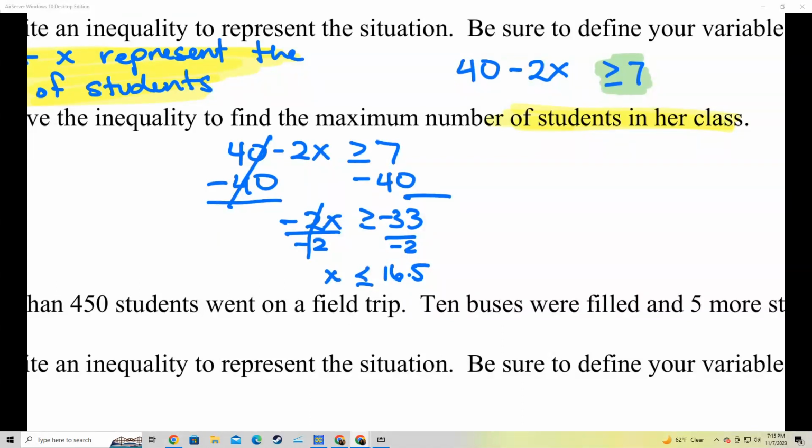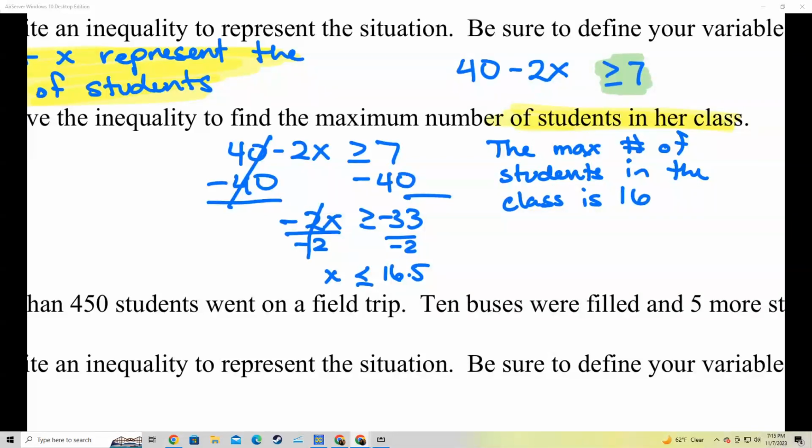Okay, so let's just remember what it is we just found out. X represents the number of students that will allow her to have more than 7 of these lollipops. But you can't have 16.5 students, right? So if you want to have less than that, then that's saying that the max number of students in the class is 16. Because again, your number needs to be less than 16.5. Obviously, you can't have 0.5 students, so that doesn't make sense. So we're going to go with the number 16.